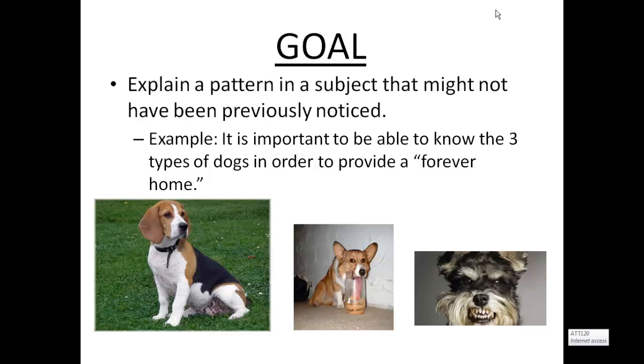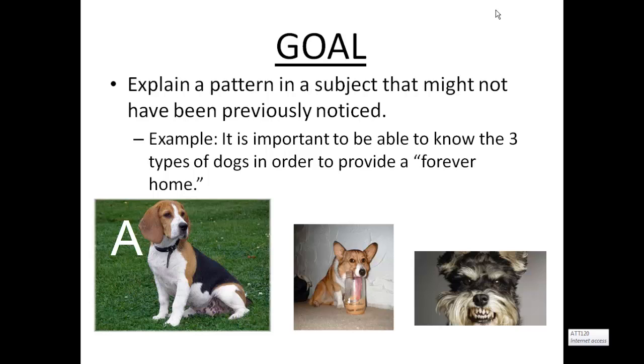The goal of classification is to explain a pattern in a subject that might not have been previously noticed. For example, it is important to be able to know the 3 types of dogs in order to provide a forever home. When you go to the SPCA, they classify dogs into 3 types.